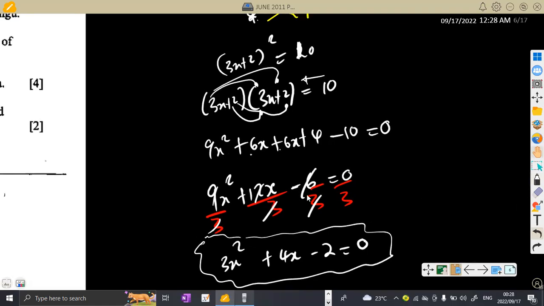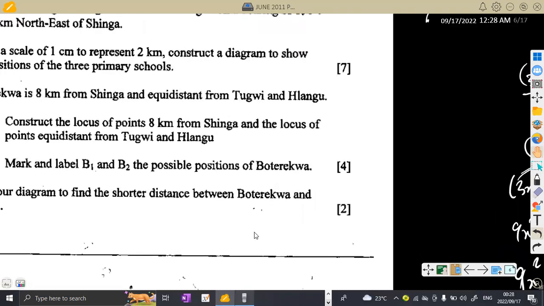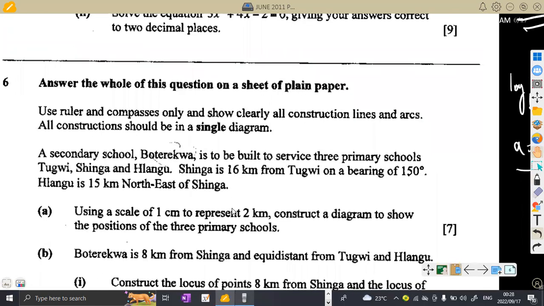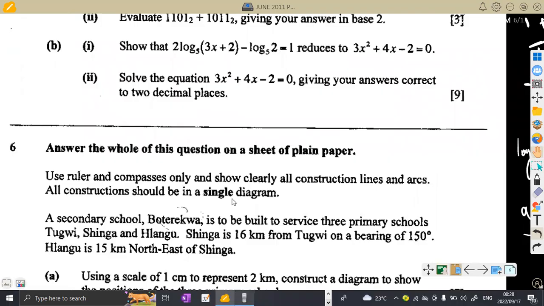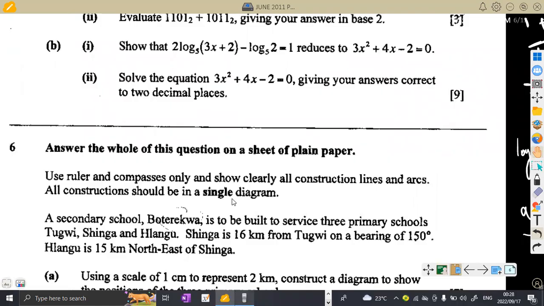All right, so the other part now of the question after showing is to solve that equation, giving your answer correct to 2 decimal places. Whenever you're given such a condition, it means we have to use our quadratic formula. Depending on your method, some are best at the quadratic formula, some at completing the square. So you just choose the one that you are used to, or the one that you're best at.